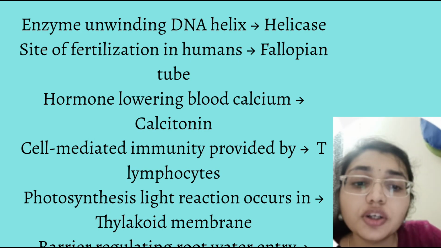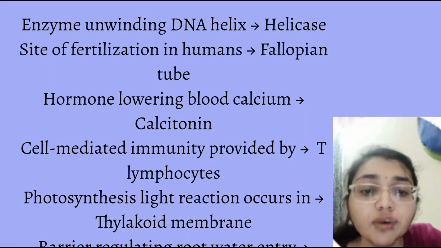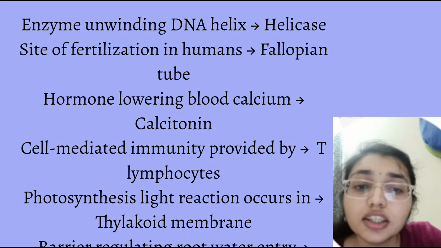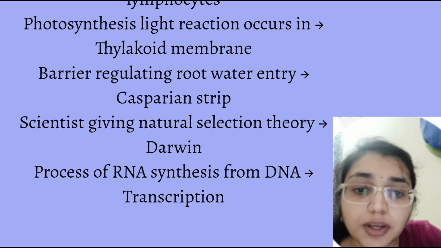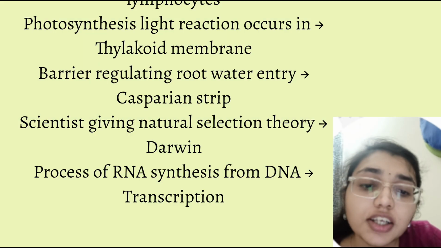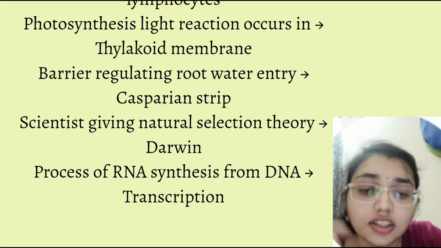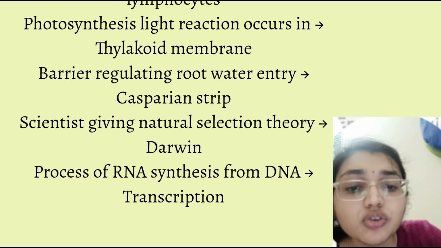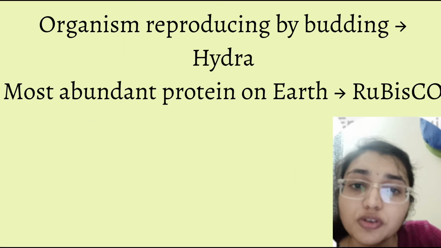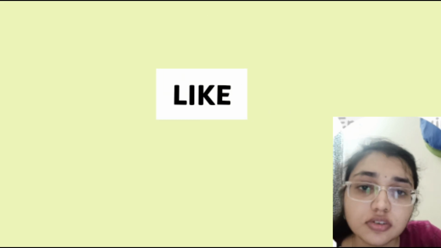Then cell mediated immunity, that is provided by the T lymphocyte, and photosynthesis light reaction occurs in the thylakoid membrane, and barrier regulating the root water entry is Casparian strip. The scientist giving natural selection theory is Darwin, and the process of RNA synthesis from the DNA is transcription. Organism reproducing by budding is Hydra, and most abundant protein on the earth is Rubisco. So these are the next important 50 points which I told.